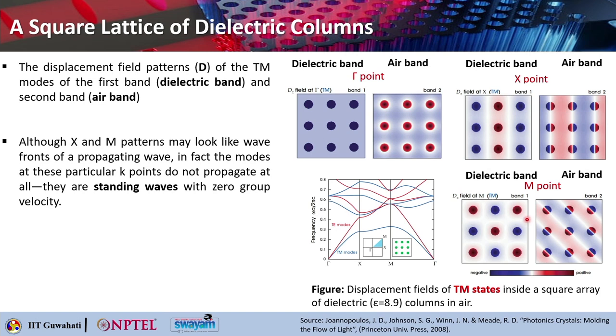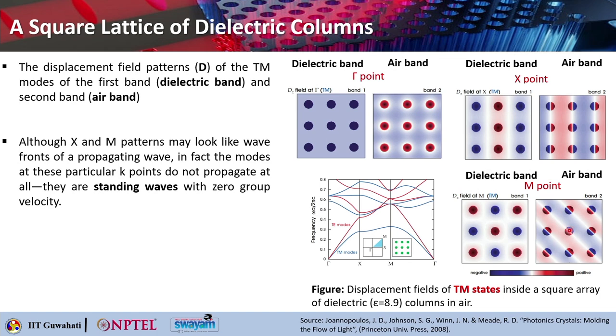So that forms a kind of checkerboard pattern. And always remember, the lower band is called the dielectric band and the upper band is called the air band, if you remember from our previous discussion. The band above the band gap is called the air band, the band below the band gap is called the dielectric band. So you can see that the left figure is for the dielectric band, the right one is for the air band, for each of the points that you have plotted.